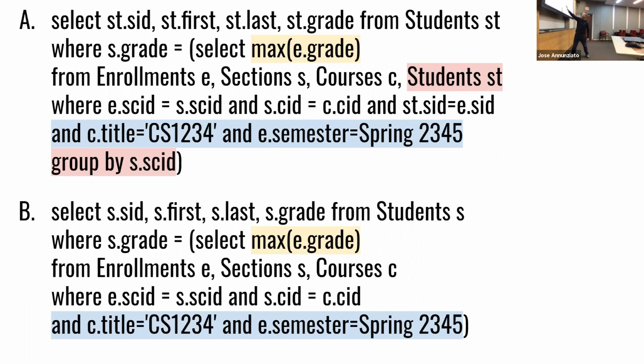Notice that here I'm only doing enrollment, section, and course. And so are the joins correct? SCID, yes, SID, okay, and course, okay. So those joins look right. There's a filtering, so that's promising. Notice there's no group by. There's no group by, right? That means that whatever records this identifies, it'll be like one big group.